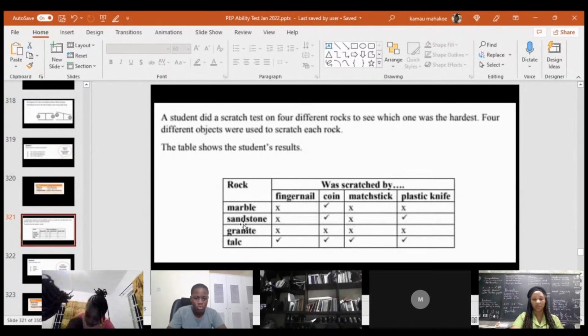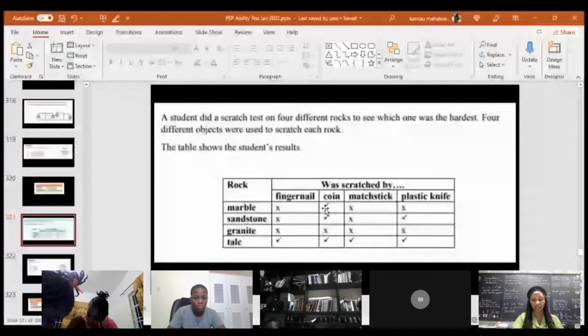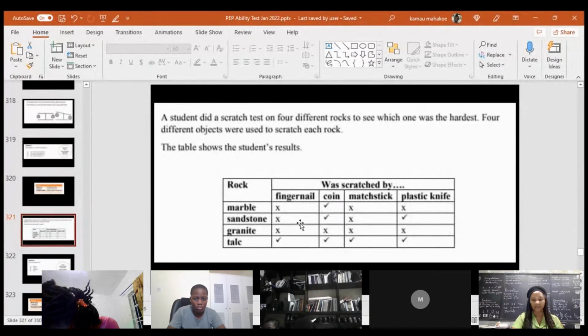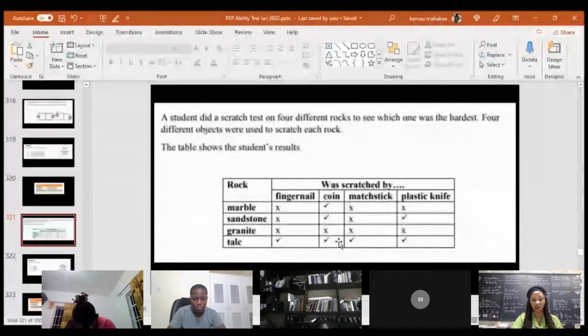So the marble could not be scratched by the fingernail or the matchstick or the plastic knife, only the coin. The sandstone could not be scratched by the fingernail or the matchstick, but could be scratched by the coin and the plastic knife. Granite could not be scratched by any of the items. Talc could be scratched by all of the items.